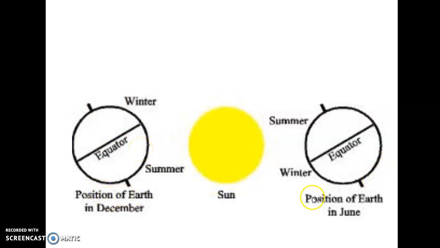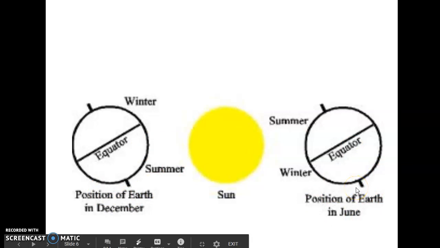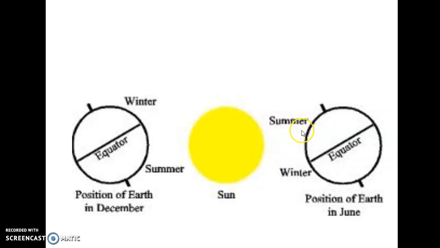In contrast, when it is June for us, the northern hemisphere, so that's where the United States is, is tilted towards the sun. So it experiences summer, whereas the southern hemisphere is tilted away from the sun and it experiences winter. Okay?